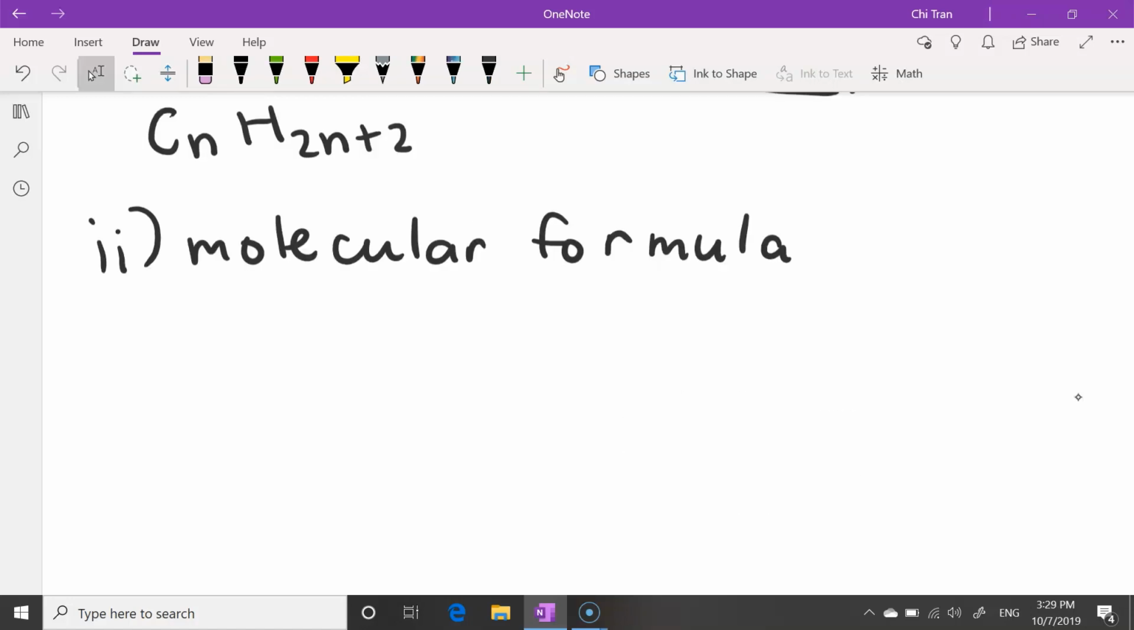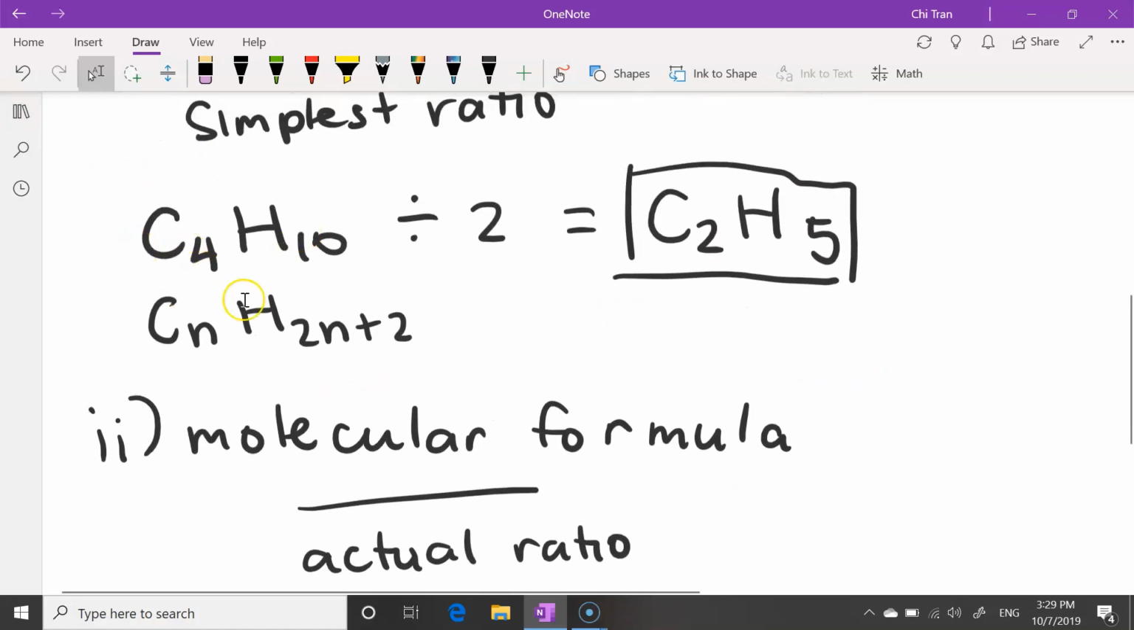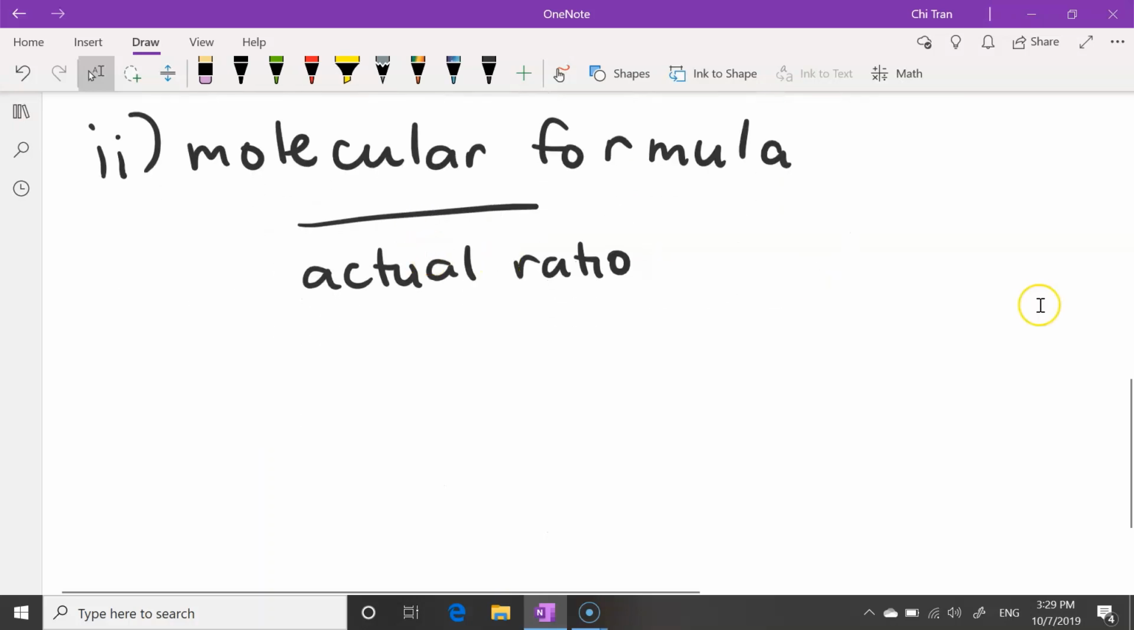Next is the molecular formula, and this is when the actual ratio is shown. So remember in the previous question, we already found the ratio, which is C4H10, before we divided and found the simplest ratio. So our molecular formula for butane is C4H10.